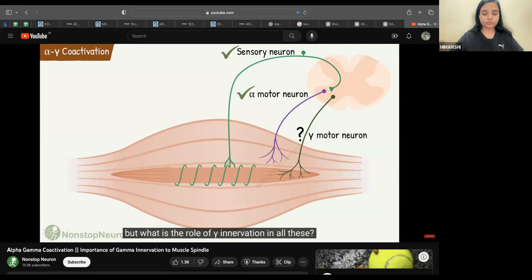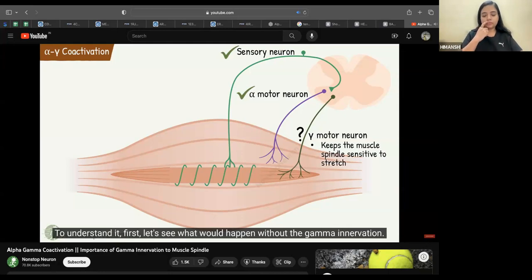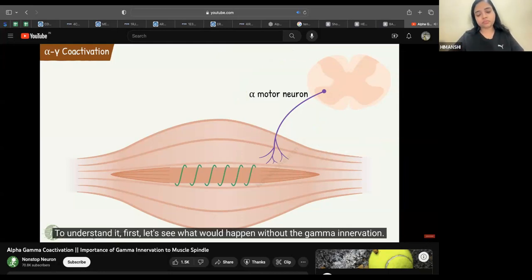But what is the role of gamma innervation in all these? Well, this innervation keeps the muscle spindle sensitive to stretch over a large range of muscle length. To understand it, first let's see what would happen without gamma innervation.